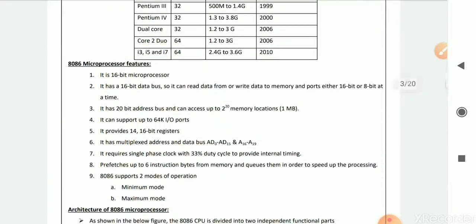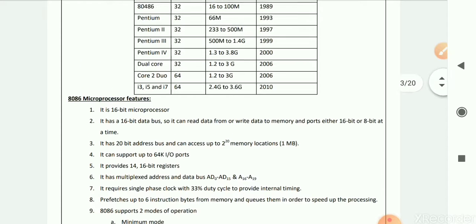Before going to the architecture, we should know some features of the 8086 microprocessor. So the 8086 microprocessor is basically an HMOS technology based microprocessor. HMOS means high density metal oxide semiconductor technology. Okay, and 8086 basically uses three kinds of frequencies: 5 megahertz, 8 megahertz and 10 megahertz. Power supply, it uses 5 volt.